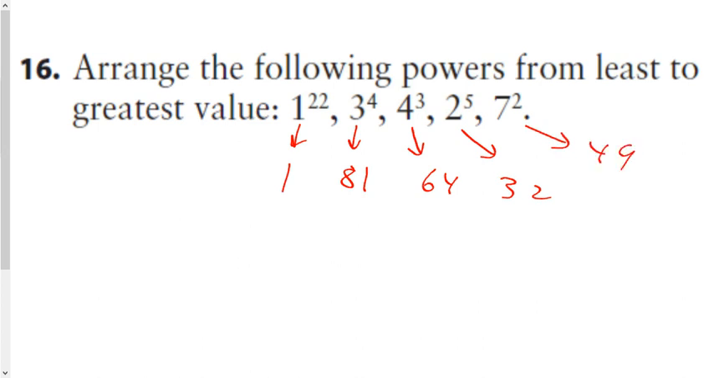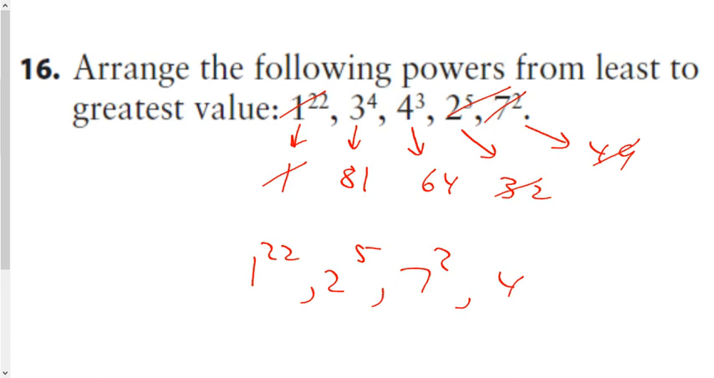So from smallest value, our smallest value is 1 to the exponent of 22. Our next smallest value is 2 to the exponent of 5. Our next smallest value is 7 squared. Our next smallest value is 4 cubed. And finally, our largest value is 3 to the exponent of 4. And that's rearranged from smallest to greatest value.